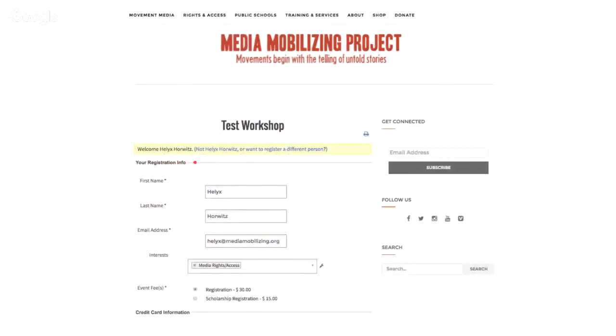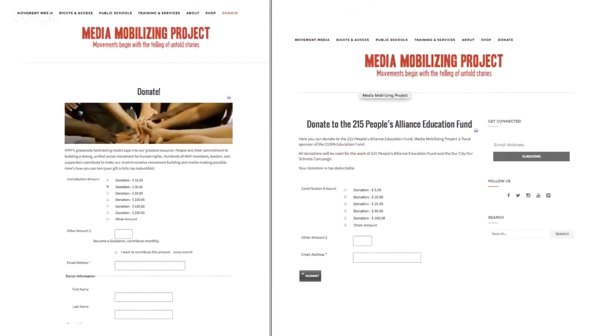So I fill out this form here. If I'm registering for an event, I can update my interests, and that information will go straight into the database, and it will update my contact record. And it allows us to take donations, and all of that information goes straight into the database.